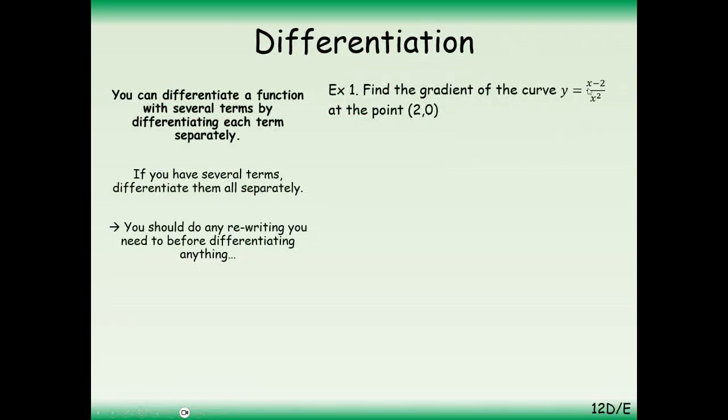First, we have x minus 2 on top of the fraction and x squared in the denominator. We have to find the gradient of this curve at point (2, 0). Now, the 0 is irrelevant to us because we could have substituted 2 into that equation and we would have known that the numerator at x equals 2 is 0. So, what do we do to find the gradient?